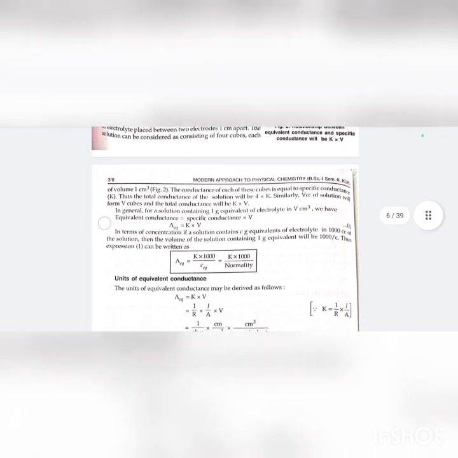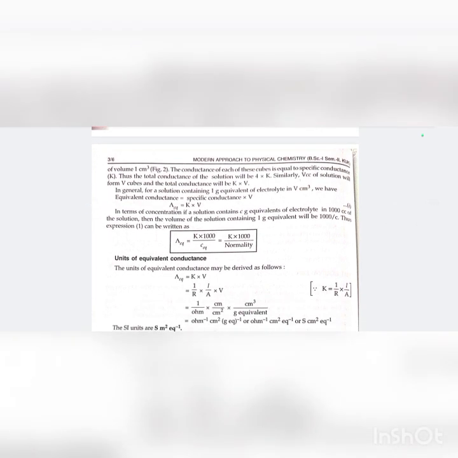Now consider 4 centimeter cube of the solution containing 1 gram equivalent of electrolyte placed between two electrodes 1 centimeter apart. The solution can be considered as consisting of 4 cubes, each of volume 1 centimeter cube. The conductance of each of these cubes is equal to the specific conductance K. Thus, the total conductance of the solution will be 4K. Similarly, V cc of solution will contain V cubes and the total conductance will be K into V.